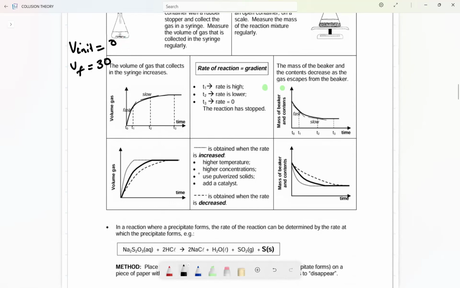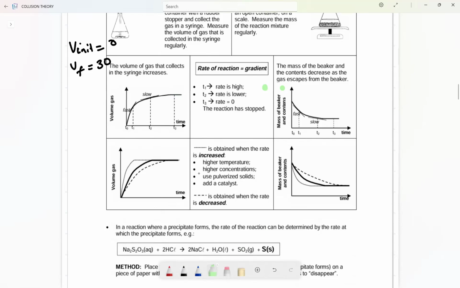The volume increased and increased, but eventually it will reach equilibrium. There will be a point here. If you check after T3, the graph will continue being straight like that. So it means now our reaction has reached completion. It means there is no collision happening, there are no longer effective collisions. It means now the reaction has stopped.